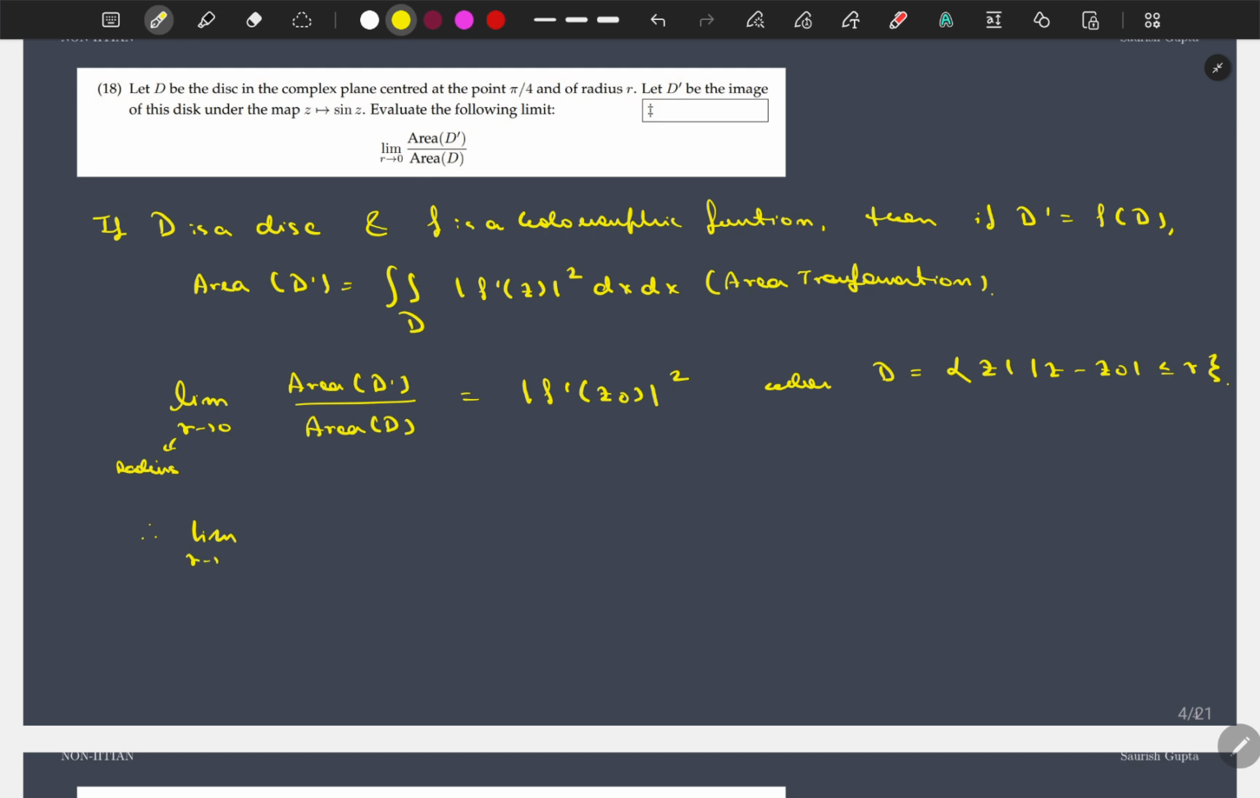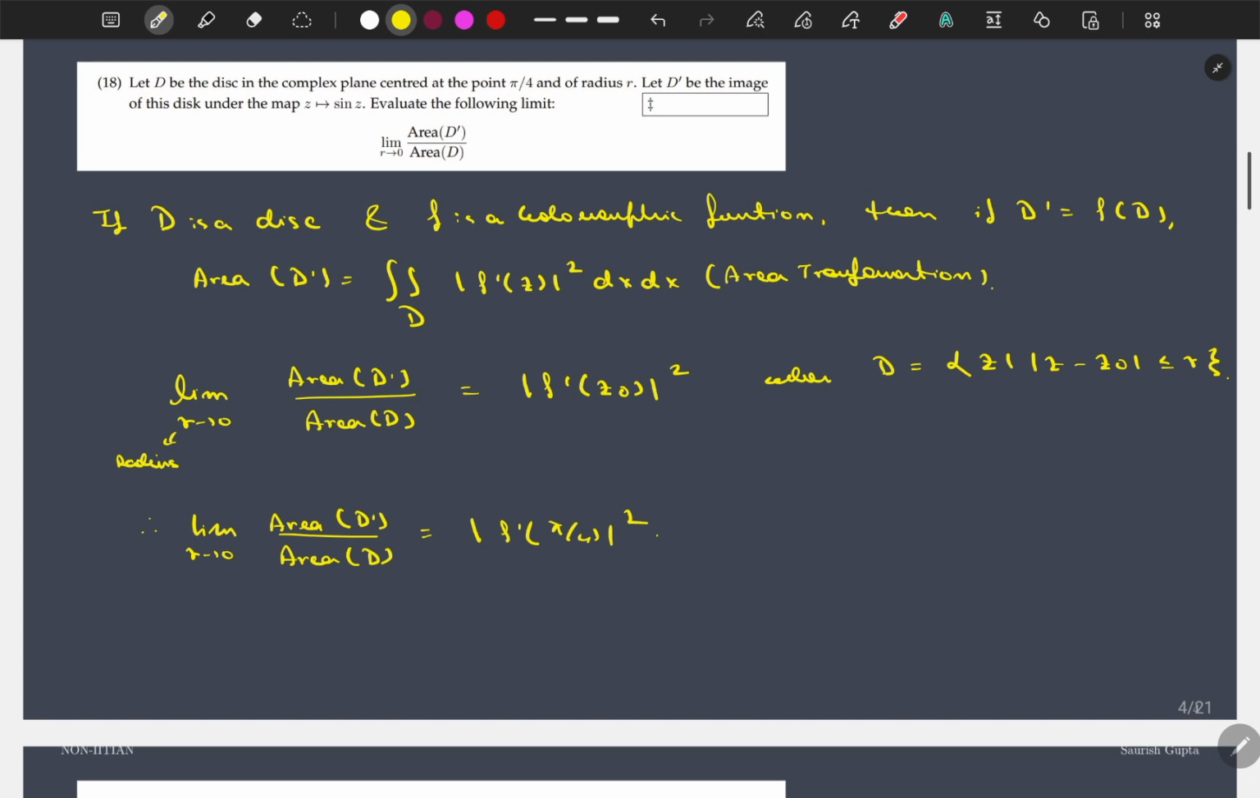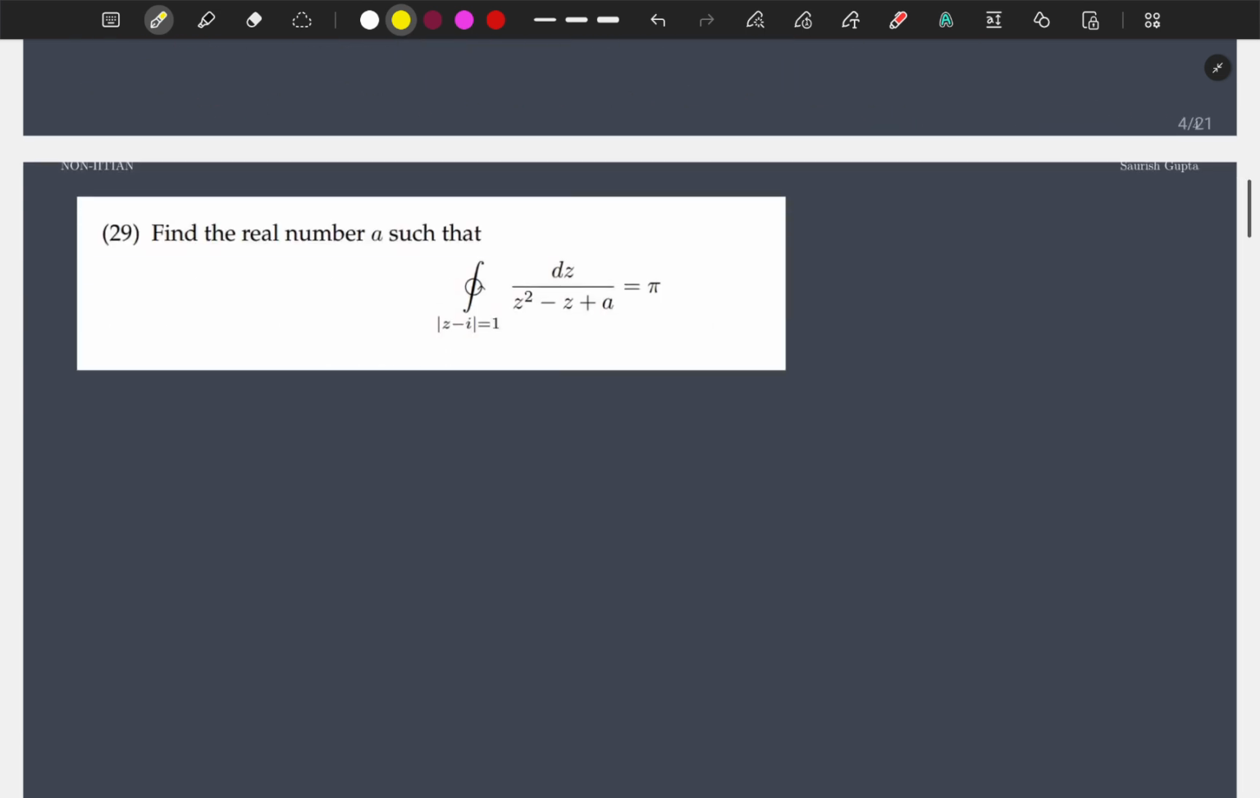The limit as r goes to 0 of the area of D prime over the area of D should be the modulus of f prime at pi by 4, whole squared. But f prime is cos z, so cos at pi by 4 is 1 by root 2, and that squared is 1 by 2. So this should be your answer. I hope it's clear for everyone. Let's move on to the next problem.